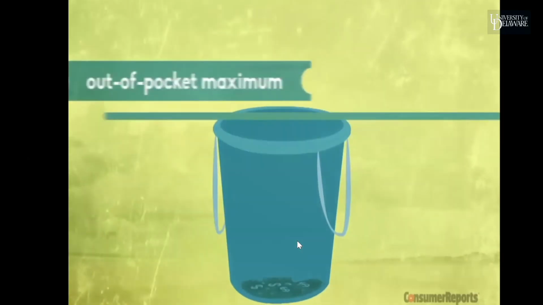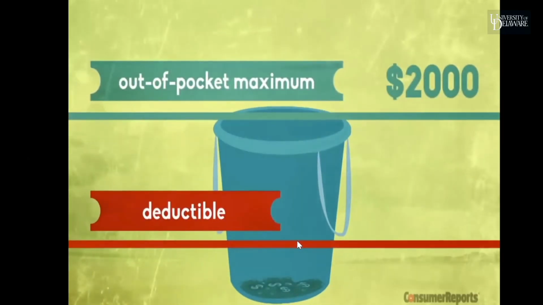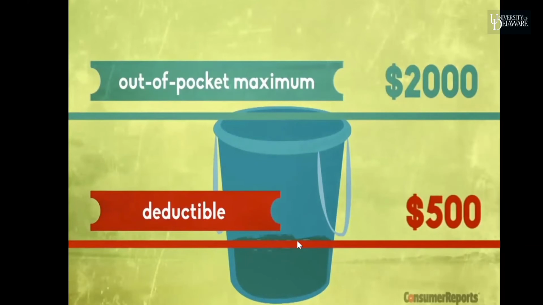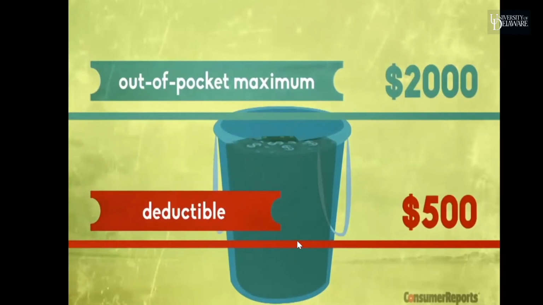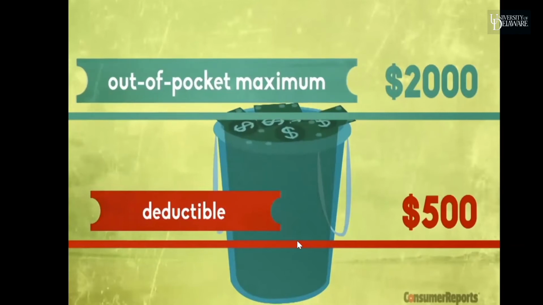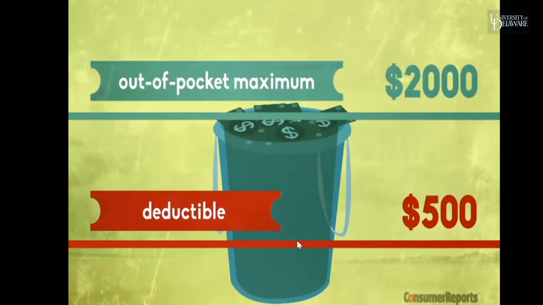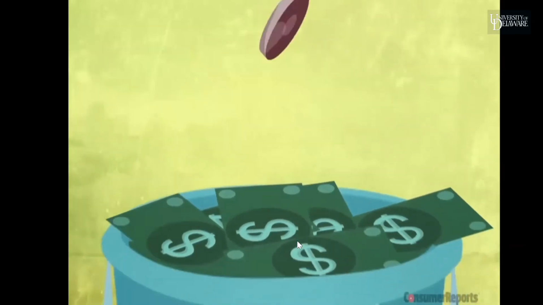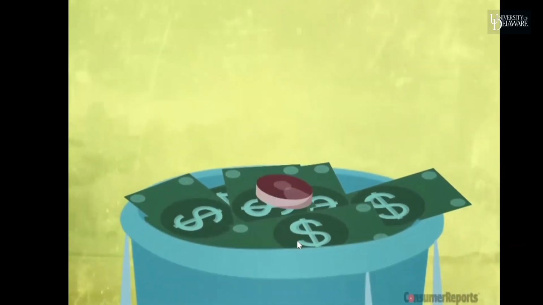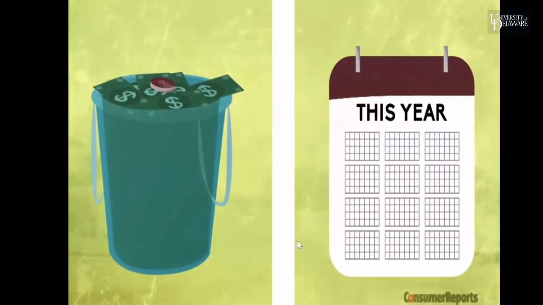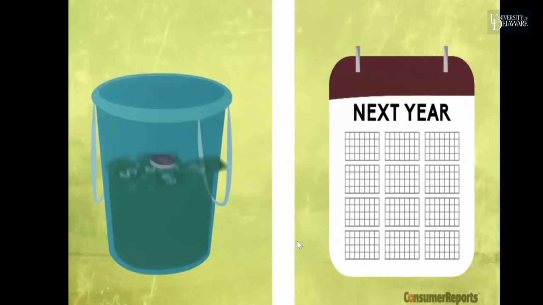So let's say your out-of-pocket maximum is $2,000. After you pay your $500 deductible, and if you pay an additional $1,500 for various health services, you've hit your out-of-pocket maximum. From then on, you don't pay a penny more for covered healthcare services. It's important to know that every year, this starts over. So next year, you go back to stage 1 and need to meet your deductible yet again.